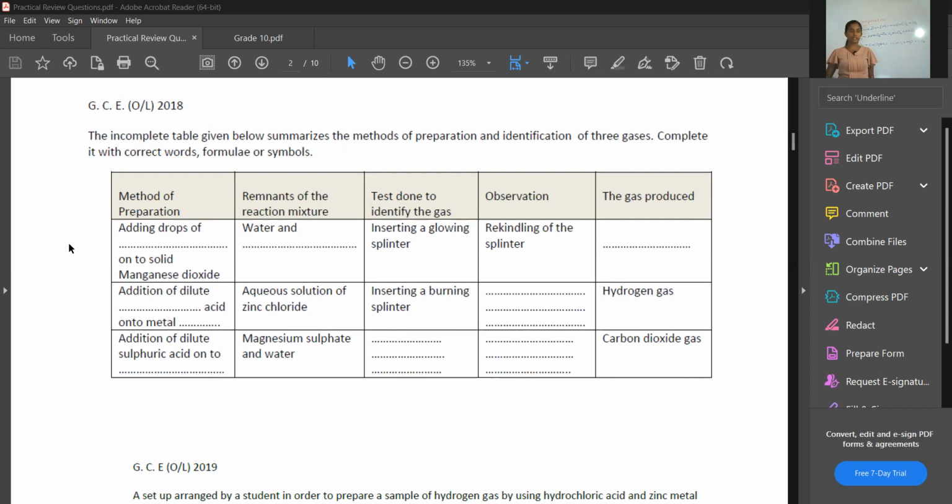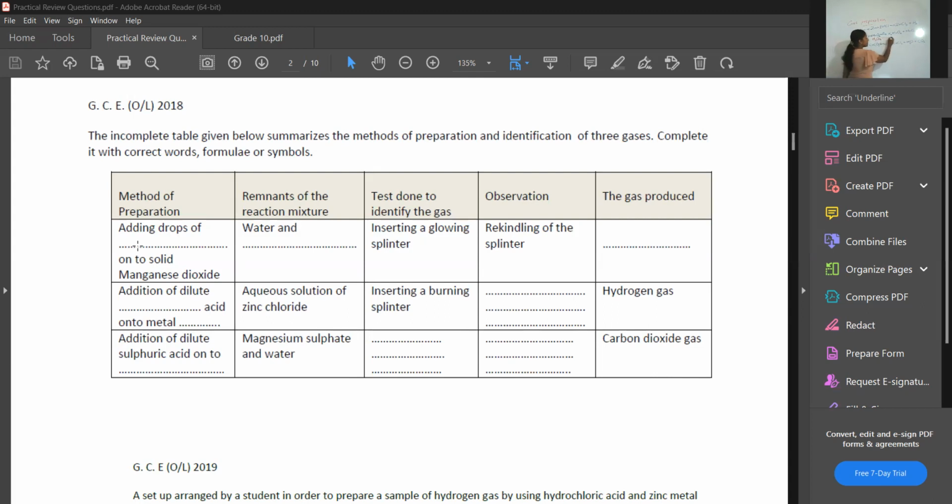In the reaction rate lesson, we discuss a substance that can increase a reaction rate. We name them catalysts. So here, manganese dioxide is used as a catalyst in the reaction of decomposition of hydrogen peroxide. Hydrogen peroxide.